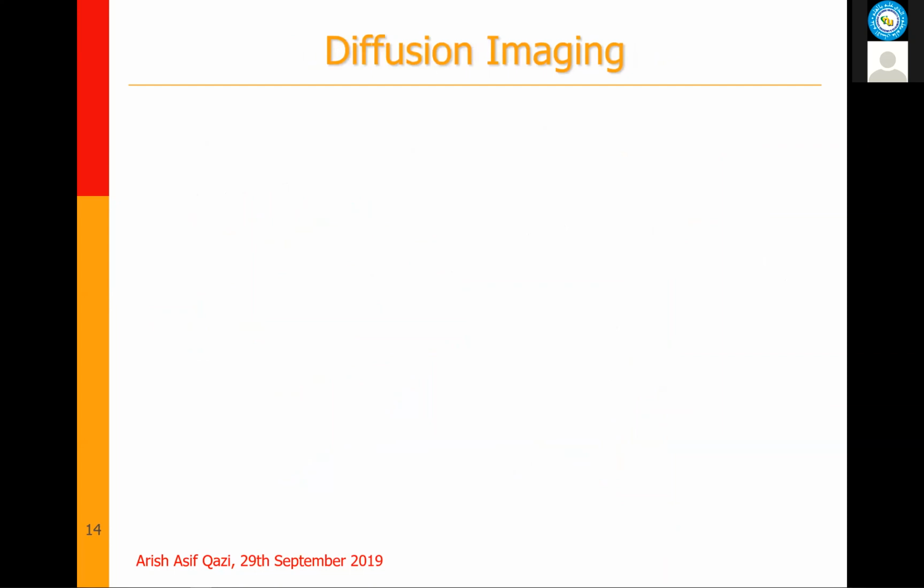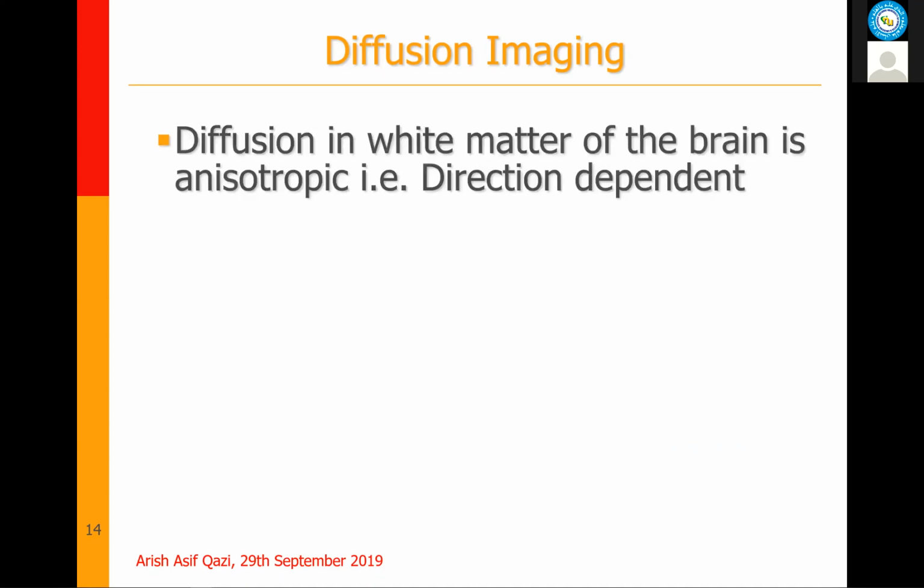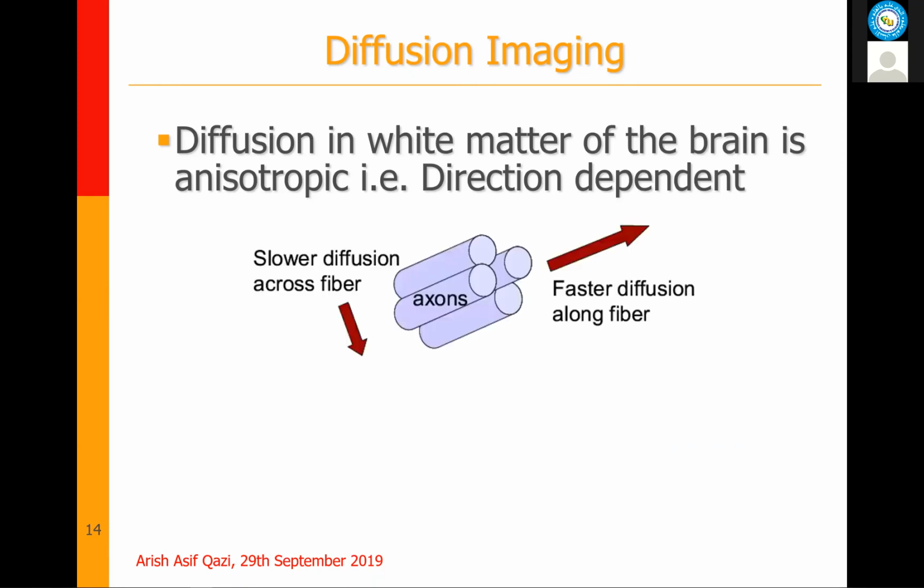Now, how can we use diffusion imaging for this kind of visualization? But before we look into diffusion imaging, what is diffusion? Imagine that you have a glass of water lying on a table in a sealed room. That water may seem stationary to you, but at the molecular level, the water molecules are moving. Their motion is random, and this is also called Brownian motion. This is what diffusion imaging aims to quantify. An important property of diffusion in white matter of the brain is that it's anisotropic, which means it's direction dependent. There is faster diffusion along the axons than across them.